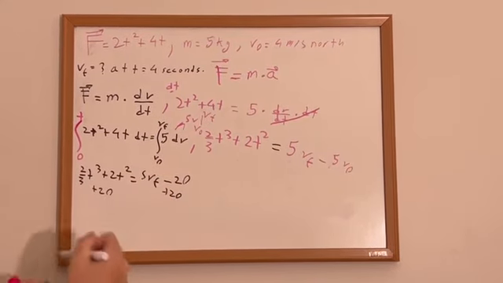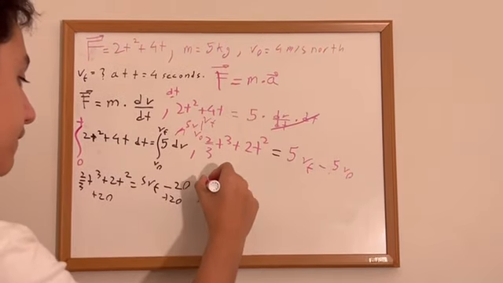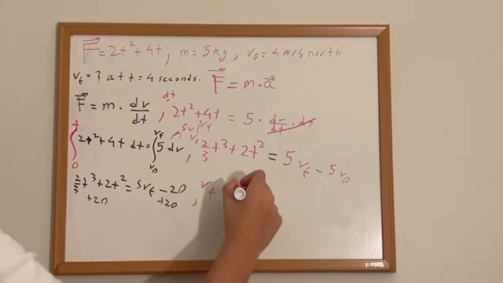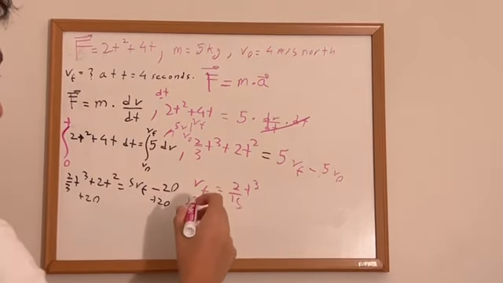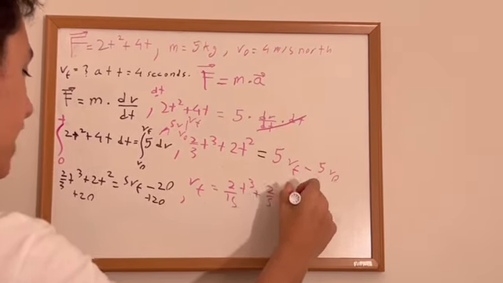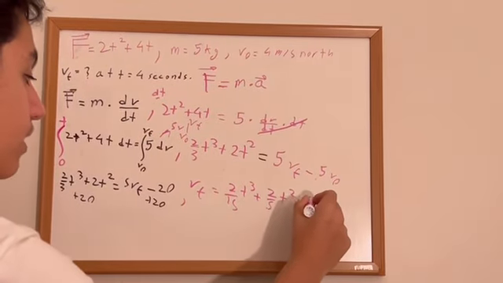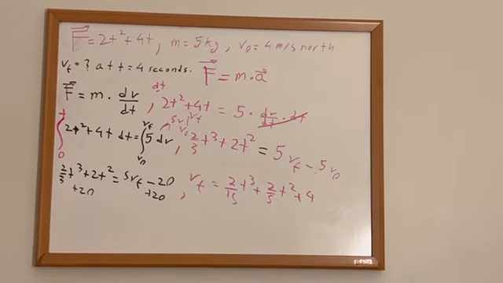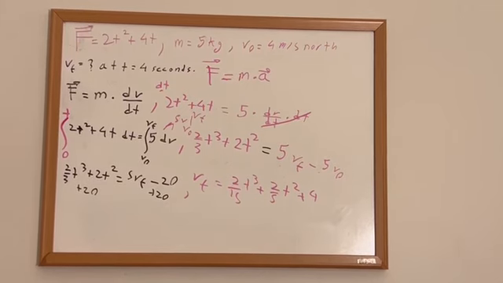I'm going to divide both sides by 5 so we can get rid of the 5. Finally, we get the final velocity is equal to 2/3 divided by 5, which is 2/15 t to the third power, plus 2/5 t squared, plus 20 divided by 5, which is plus 4. This is the equation we have. But we're not done, because we should find the final velocity at t equals 4. So our last step is just plugging in t equals 4.